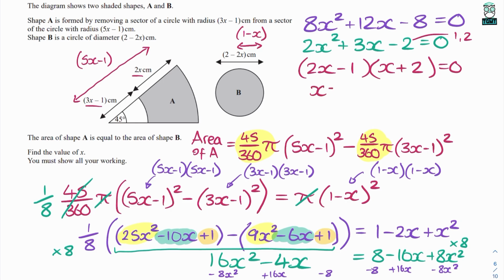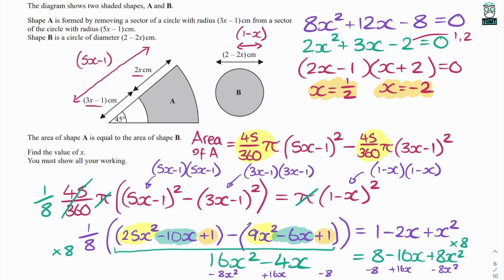You've got x is equal to positive 1 over 2, and x is equal to negative 2, and they are your two solutions. So x is equal to a half and x is equal to negative 2. Now there can't be two solutions because it says work out the value of x. It doesn't say work out the values of x. There is only one value here.